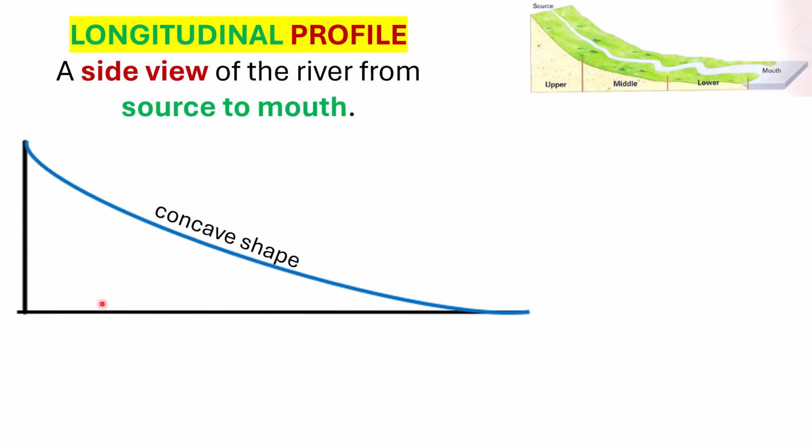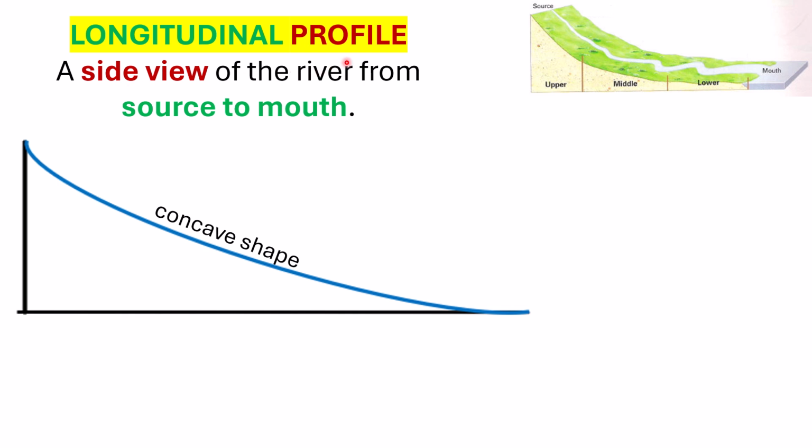The diagram shows what is called a longitudinal profile of the river. In essence, it shows us the entire length of the river from source through the various courses all the way to the mouth. The definition of what a longitudinal profile is is as follows. It is a side view of the river from source to mouth. You could also speak of a side view of the river from its start to its finish, or a side view showing the entire length of the river.